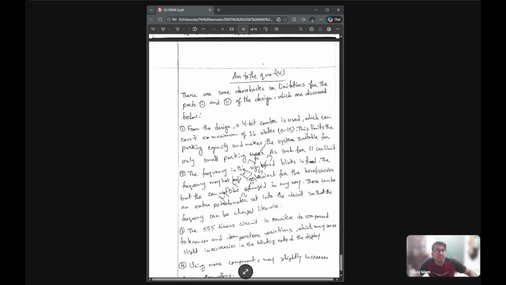Stability: the 555 timer is sensitive to temperature, which could cause slight timing inaccuracy. Despite these limitations, the system successfully meets all design requirements for the assigned problem. Thank you for your time.